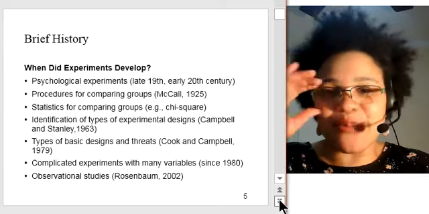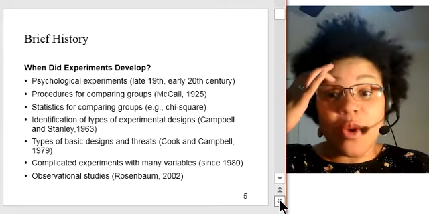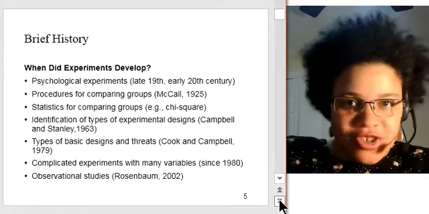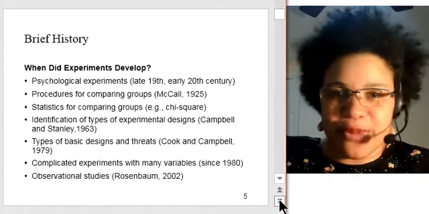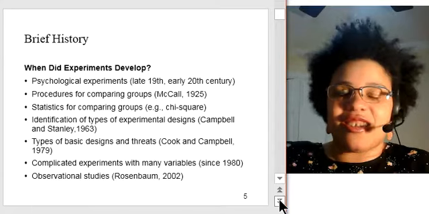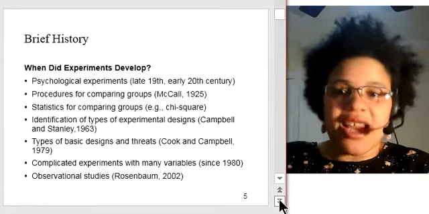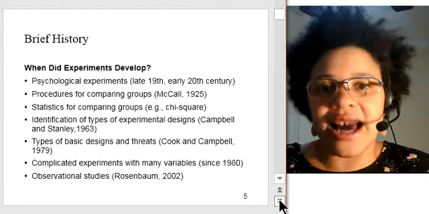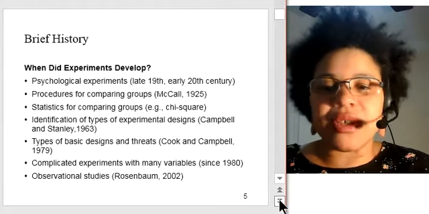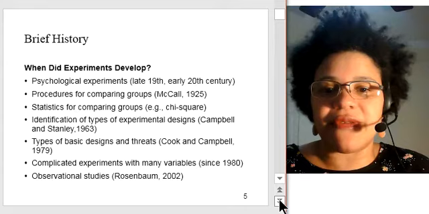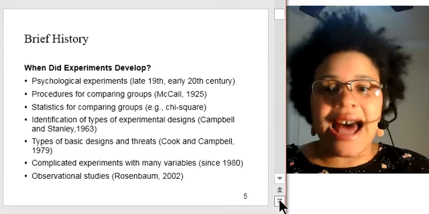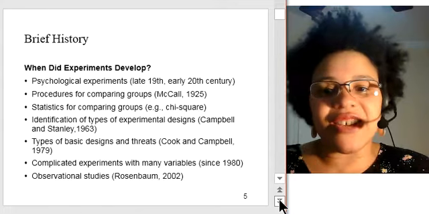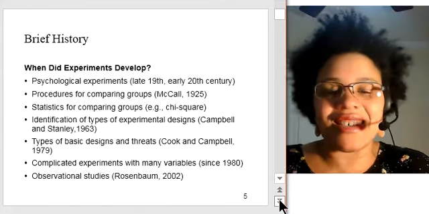Brief history of experiments in social science research. We started out with psychological experiments. Before social science experiments, there were plenty of experiments in chemistry and biology and other fields. But in the social sciences, in the late 19th and early 20th century, we started out with psychological experiments. Procedures for comparing groups started to be developed in the 1920s, as were statistics for comparing groups. Then came the identification of types of experimental designs.